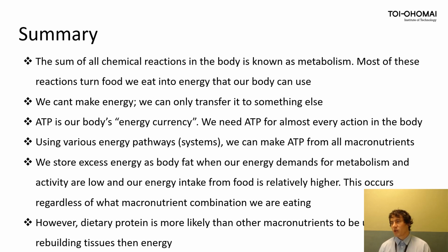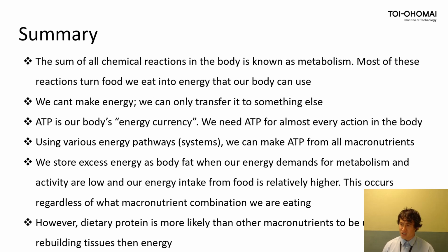Summary: the sum of all chemical reactions in the body is known as metabolism. Most of these reactions turn food we eat into energy that we can use. We can't make energy, we can only transfer it to something else. ATP is cash money, energy currency. We need it for almost every action in the body. Using various energy pathways or systems, we can make ATP from all macronutrients.